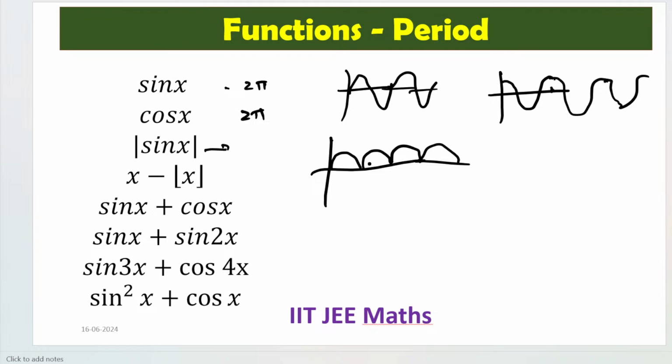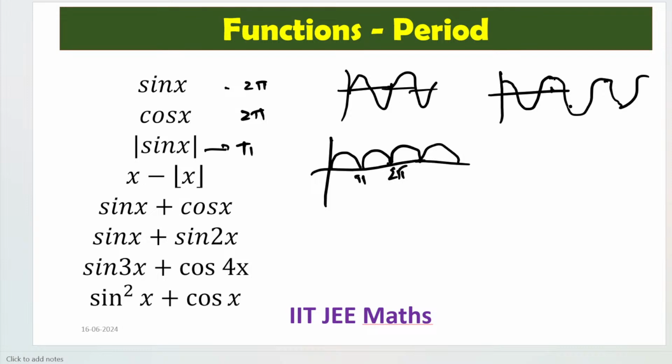Now, how frequently is it repeating itself? 2 pi, sir. No, no, no, pi. This point is 2 pi, this is pi. How frequently is it repeating now? It is pi. Very good. What about this one?